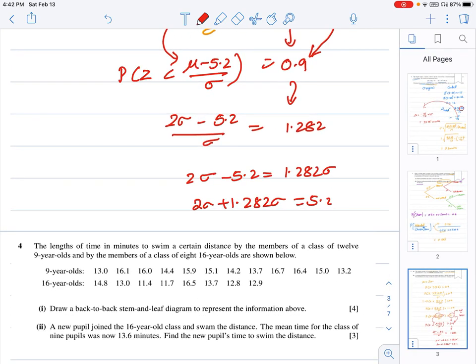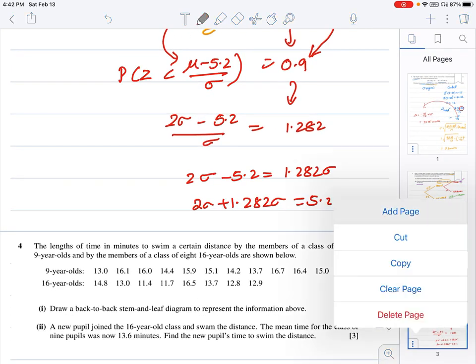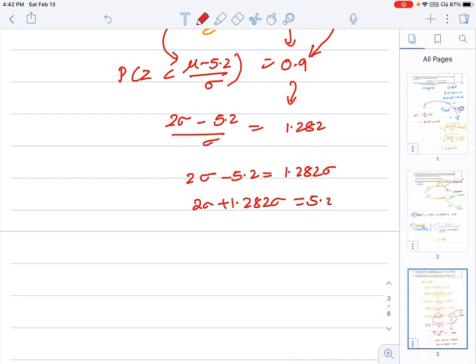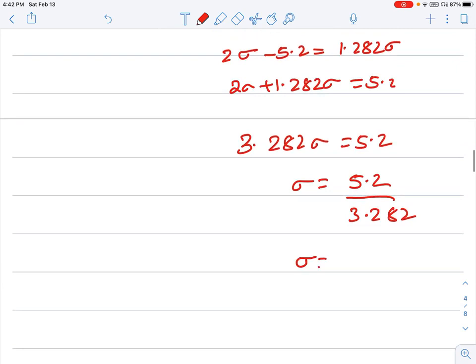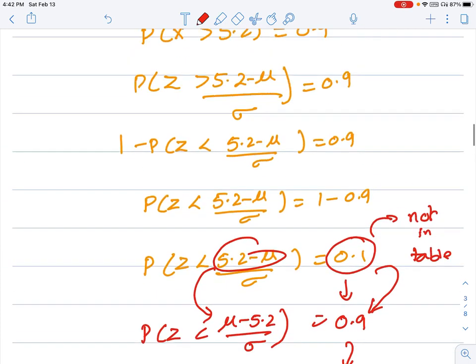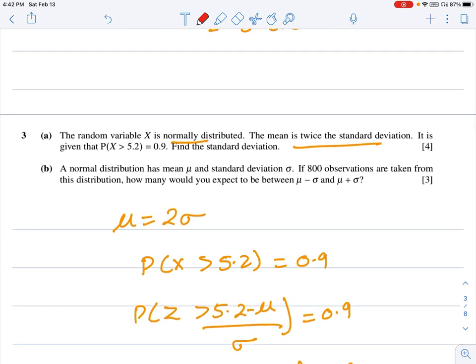Then let me add a page over there. So it becomes 3.282 sigma is equal to 5.2. Sigma is equal to 5.2 divided by 3.282. Then I get the value of sigma as 7.24. That's going to be the answer. Anything else is asked? That's the first part.